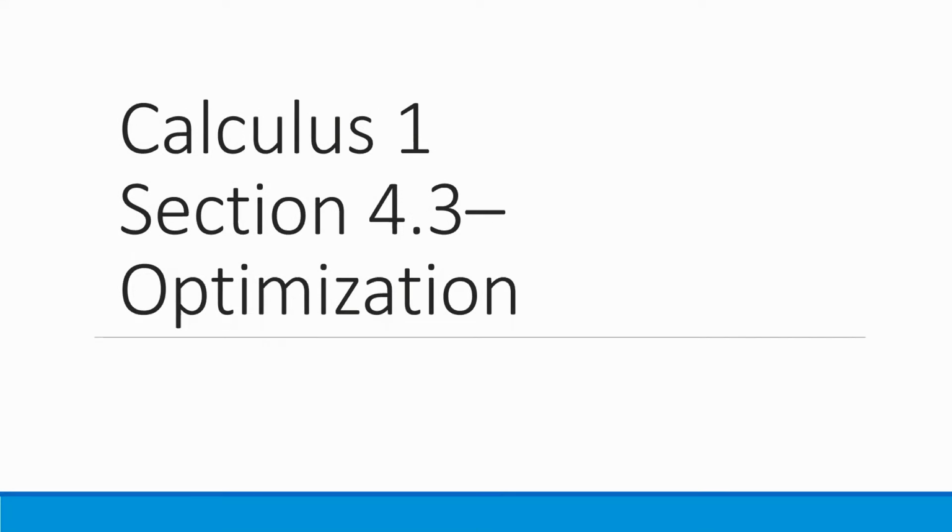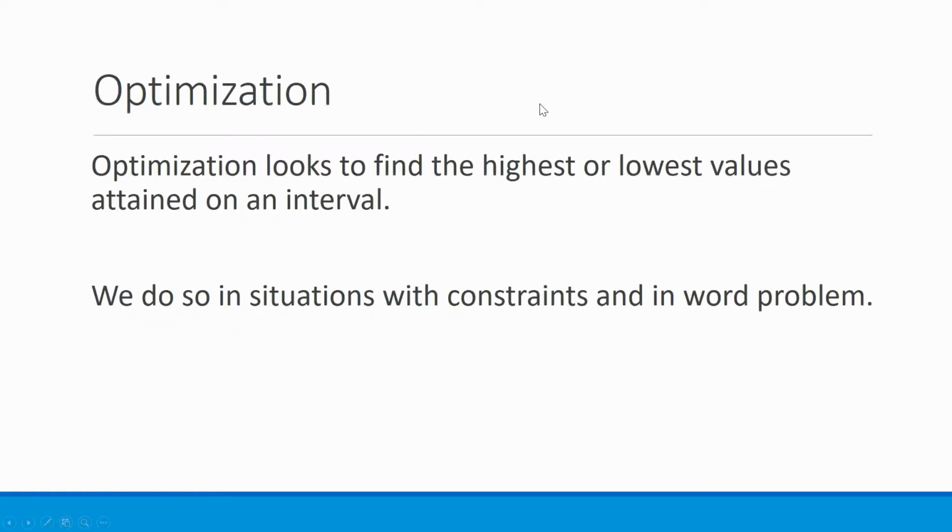This video starts section 4.3, and 4.3 is going to cover optimization. Basically, optimization is going to try to find the highest or lowest values attained on a certain interval. We are going to look for these highest and lowest values in situations with constraints and in word problems.